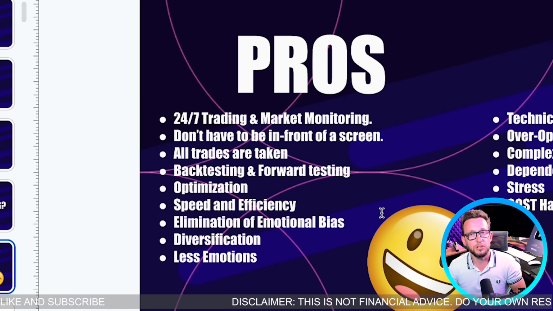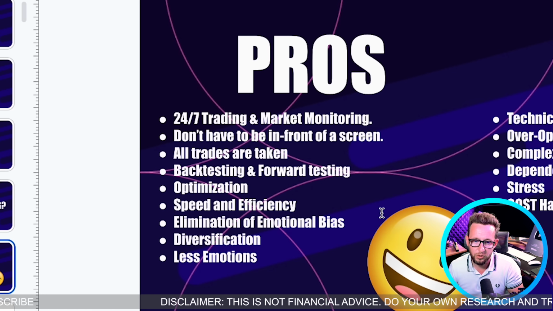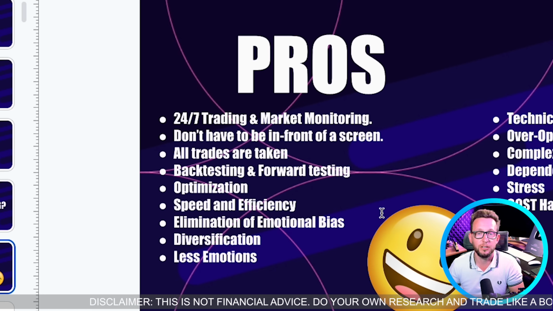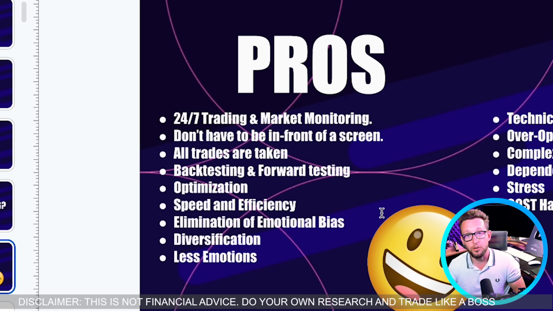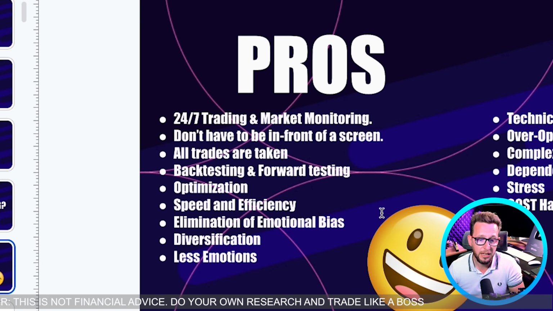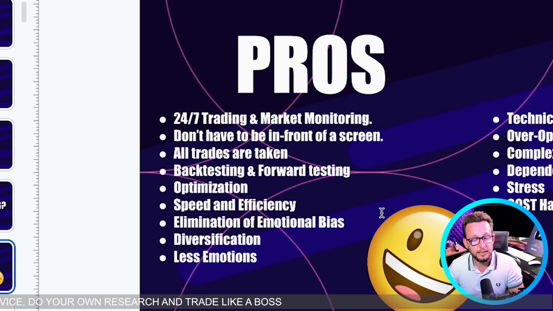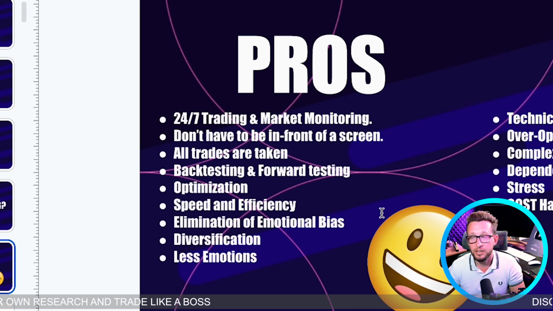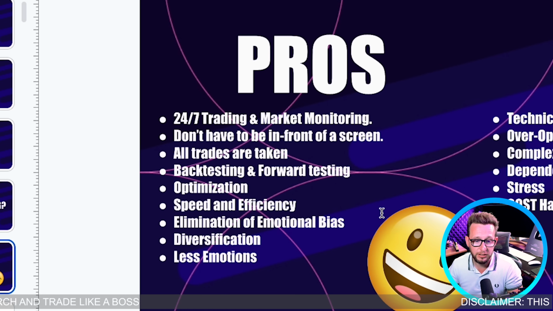Now that's also dependent on whether you're using bots as well, because there is a human part to algorithmic trading if you're not using bots to take those entries. But generally, we would take all of those trades. Backtesting and forward testing, like I said earlier, is much easier and much more accurate.